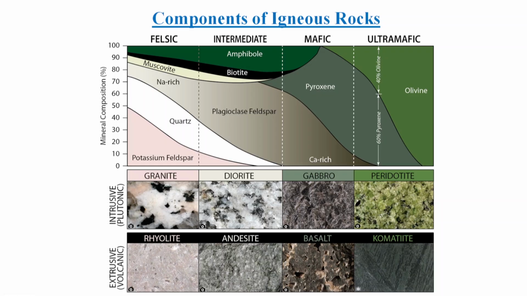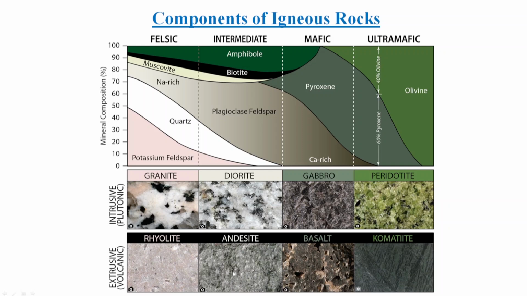Going back to this diagram, you can have this idea that based on whether it contains felsic minerals, intermediate minerals, mafic minerals or ultramafic minerals like olivine, igneous rocks are broadly grouped into plutonic or intrusive and extrusive rocks. So you have granite as your plutonic, and rhyolite as your volcanic equivalent of granite.